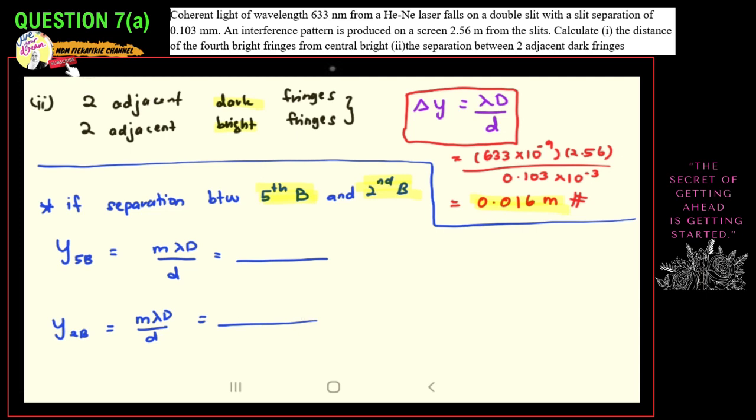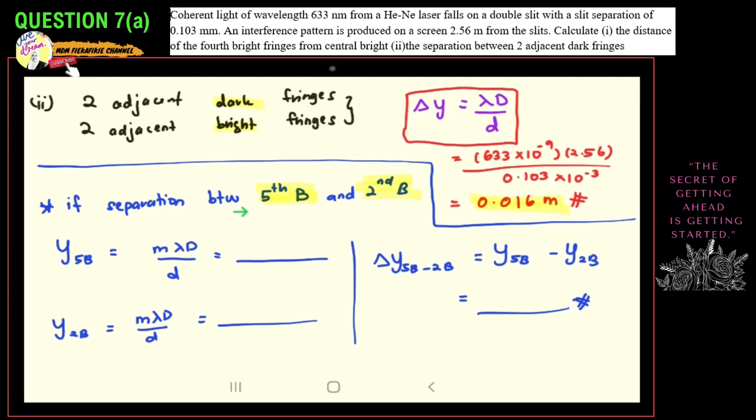So, bila dah kira kedua-duanya, so in order to calculate the separation between, so let's write separation between fifth bright and second bright. So it's equal to ym for fifth bright minus ym for the second bright. Lepas tu baru dapat jawapan. Boleh? Nampak beza separation between two adjacent dark or bright fringes tadi. You boleh guna equation yang ini. Straightly substitute in this equation.